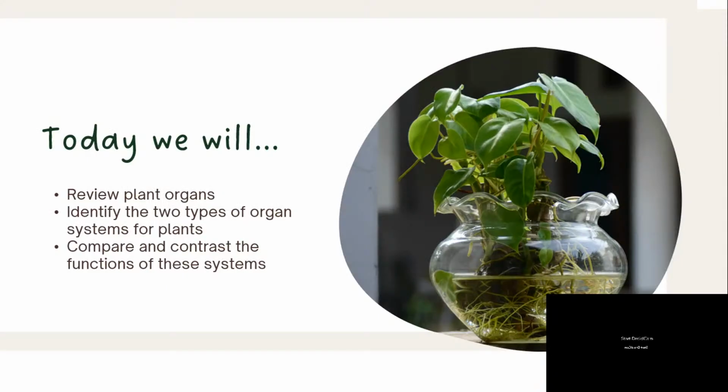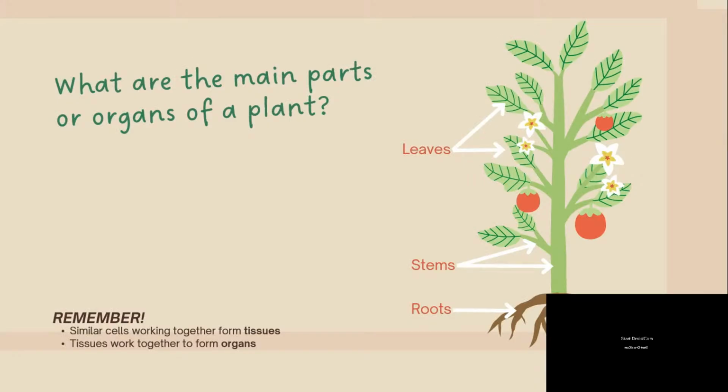All right. So, today we want to look at plant organs. We want to look at the two main types of plant organ systems of plants, and then we want to compare and contrast the functions of these systems. All right. So we shall kickstart by looking at a plant in general. What are the main parts or the main organs of a plant?